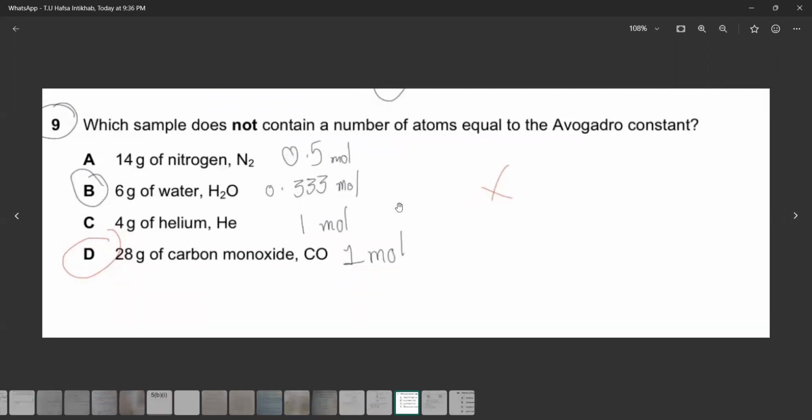Which sample does not contain a number of atoms equal to Avogadro's constant? I will solve for each. First, we'll find the moles of nitrogen. We have the mass in gram. Moles equal mass in gram divided by molar mass. Nitrogen is N2, so 28. So this will be 0.5 mole.